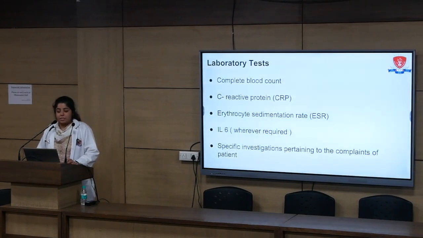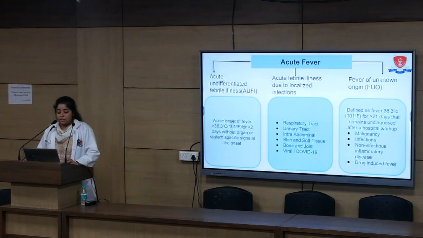The laboratory investigations include the complete blood count, C-reactive protein, ESR, IL-6, and the specific investigations. The acute fever can be classified into three categories, that is acute undifferentiated febrile illness, acute febrile illness due to localized infections, and fever of unknown origin. Acute undifferentiated febrile illness is defined as the acute onset of fever of more than 101 degrees Fahrenheit for more than 2 days without organ or system specific signs at the onset.